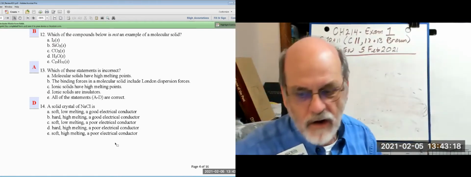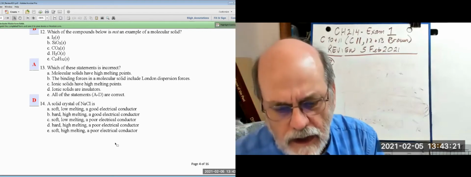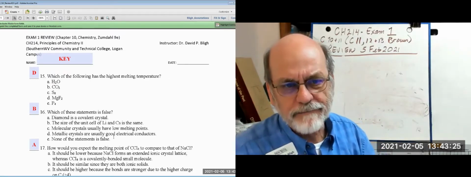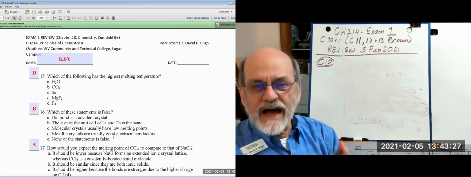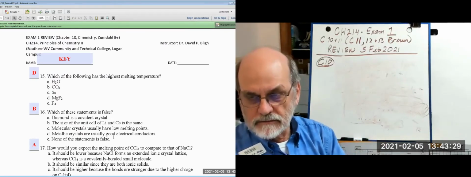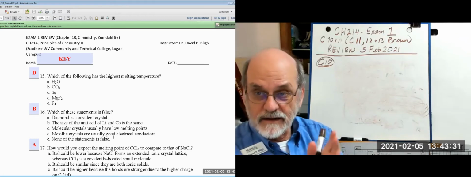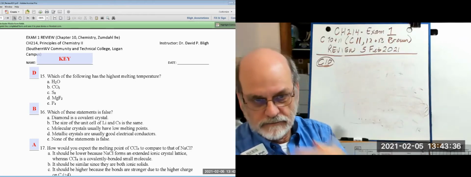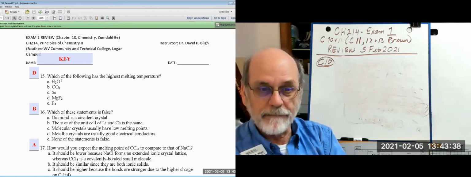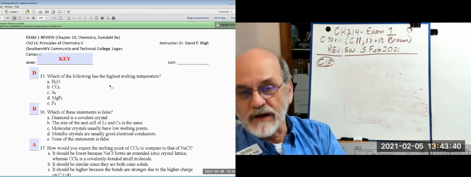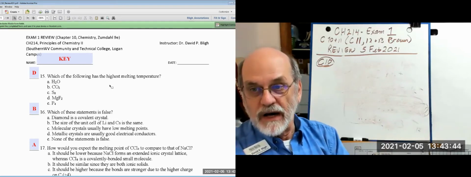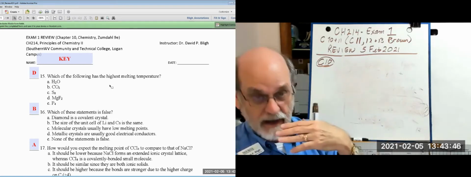All right, so next page. I picked a lot of them out of this one. Which of the following has the highest melting temperature? If it's a solid, which one takes the most energy to turn it into a liquid? Actually, not just the most energy, but the highest temperature.